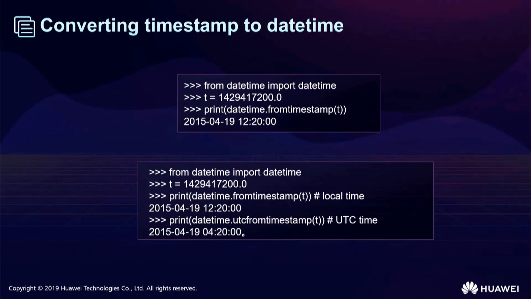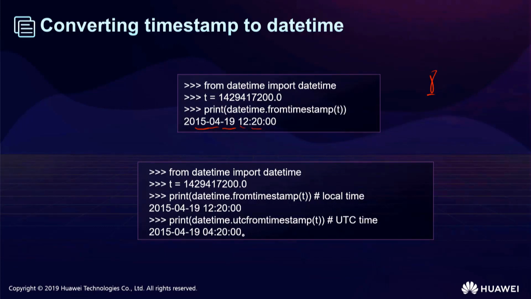Note that a timestamp is a floating point number, and it does not have the concept of a time zone, but datetime has a time zone. Local time refers to the time zone set by the current operating system. For example, Beijing is East 8, right? Then the local time is 2015-4-19 12:20.